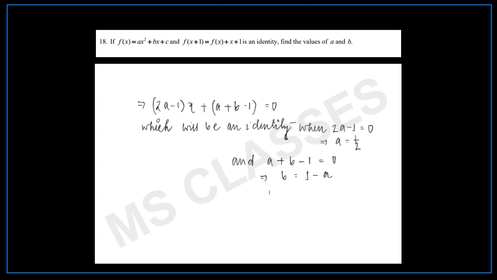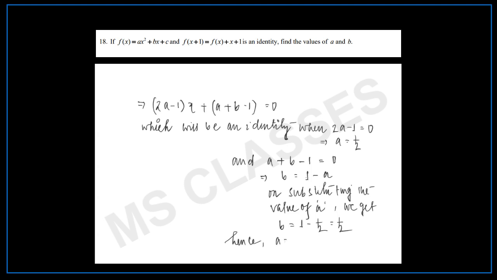Now on substituting the value of a, we get b equal to 1 minus half equal to half. Hence, a equals half, b equals half, which is required. And c can be any real number. Here the required values of a and b are half and half.